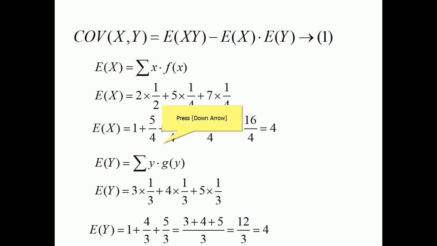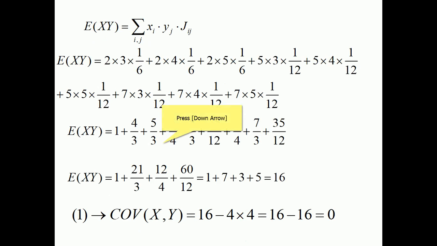Expectation of y is summation of y into g of y. It is 3 into 1 by 3 plus 4 into 1 by 3 plus 5 into 1 by 3. In the table, just by mistake, I typed it as 1 by 5. It is actually 1 by 3. I have written here also 1 by 3 each. That also comes out as 4.